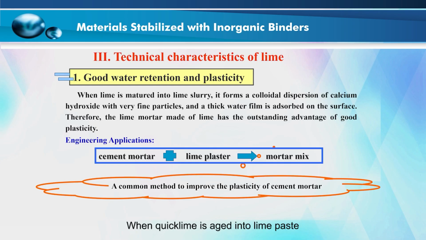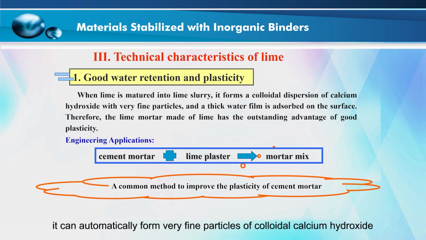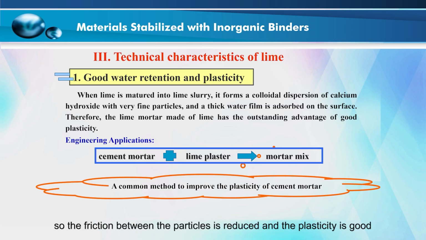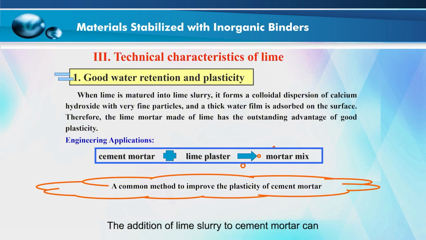When quicklime is aged into lime paste, it can automatically form very fine particles of colloidal calcium hydroxide and absorb a thick water film on the surface. So the friction between the particles is reduced and the plasticity is good. The addition of lime slurry to cement mortar can significantly improve the plasticity and water retention.